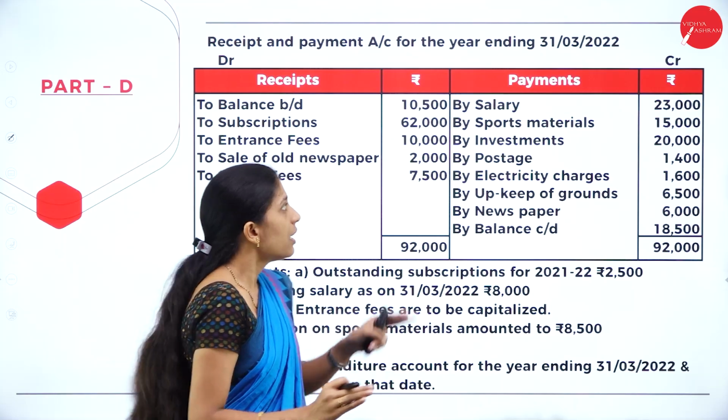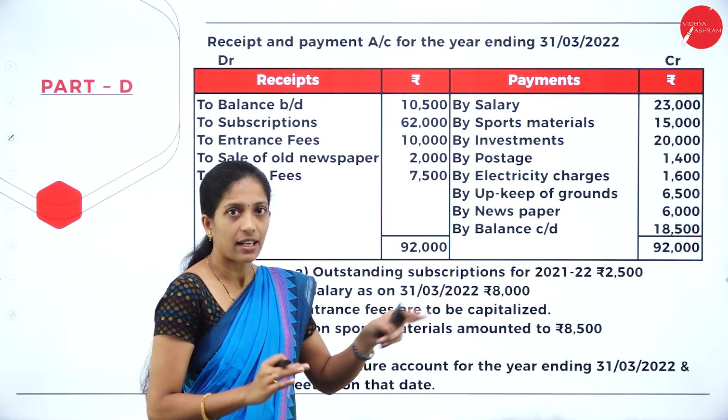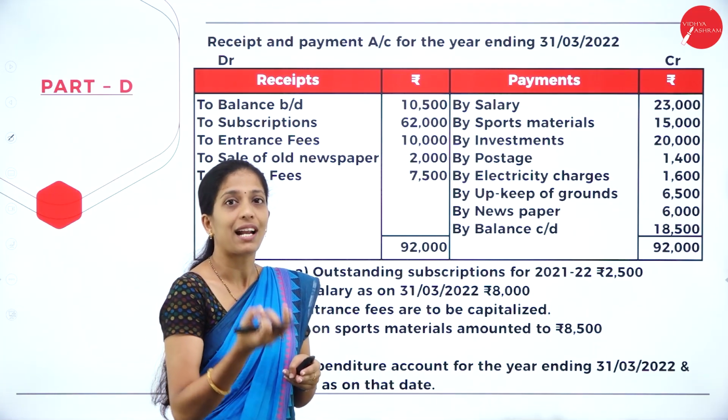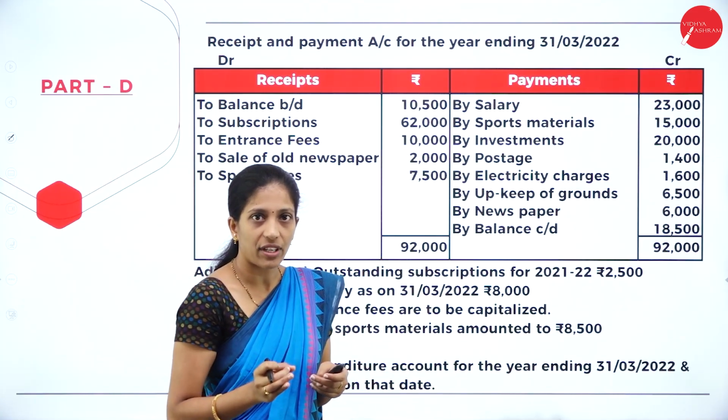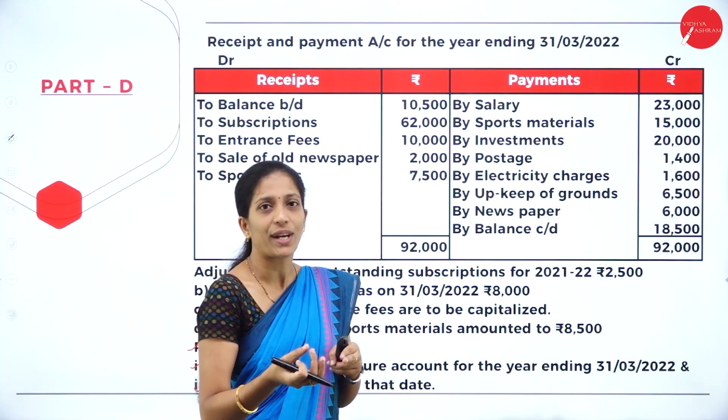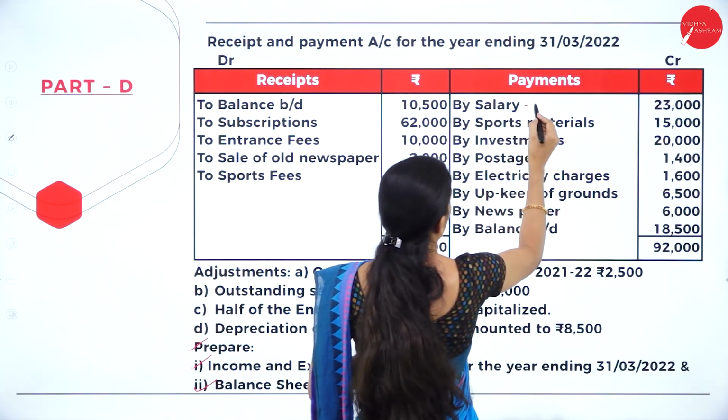Capital items. Now, let us see the payment side. Let us see which are the revenue items and capital items. So we have salary. Of course salary is a revenue item because each and every month we have to pay. So it is a revenue expenditure.